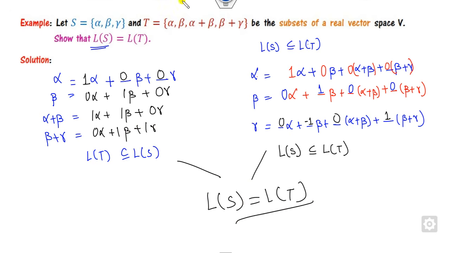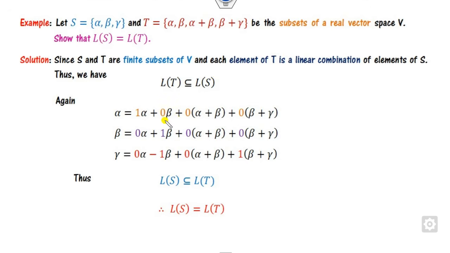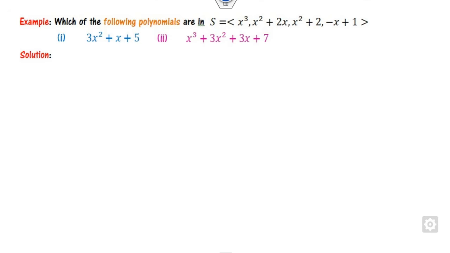Or you can easily see that every element of the t is a linear combination of the elements of the s. So you can write it easily like this. Look at the last example. You have to prove whether this is a polynomial. Check whether the first polynomial lies in the span of this or not.